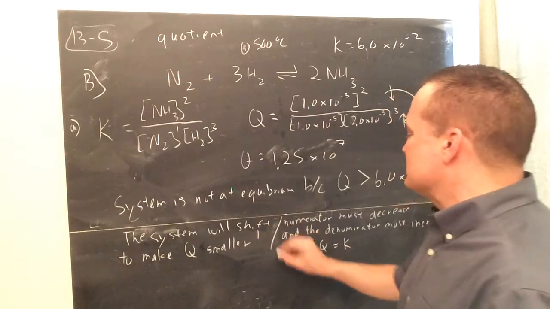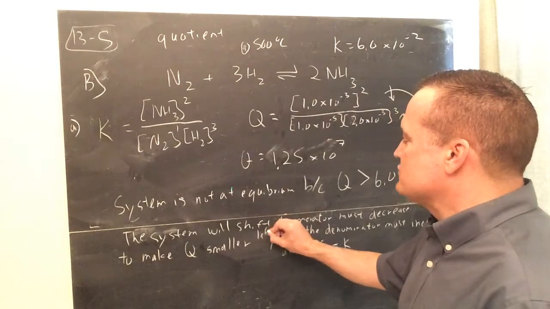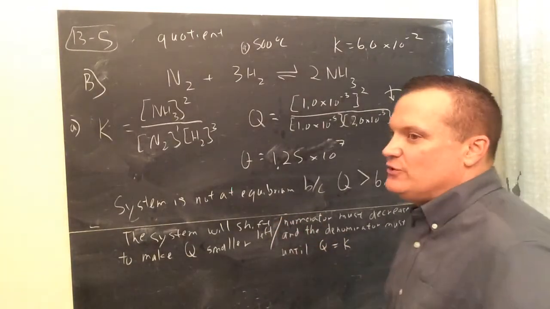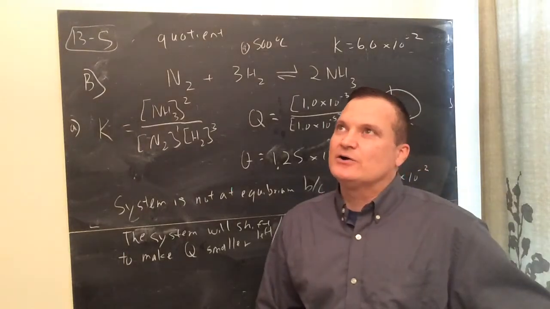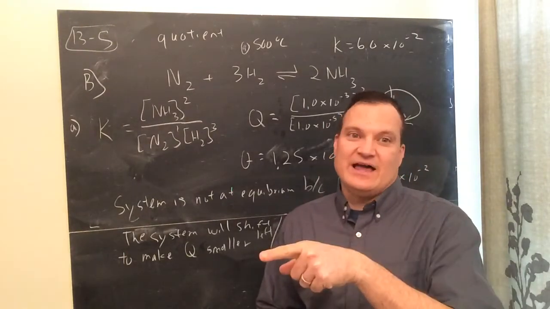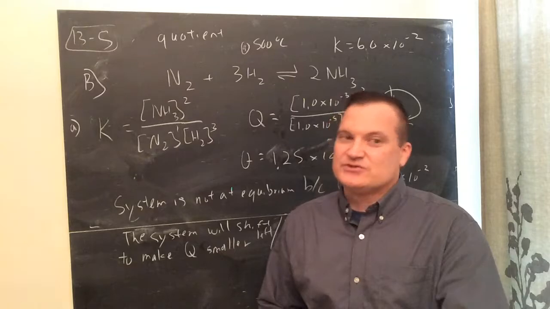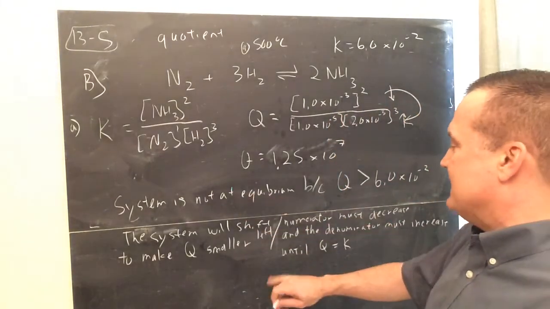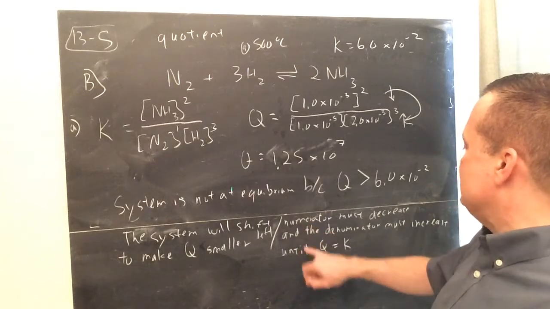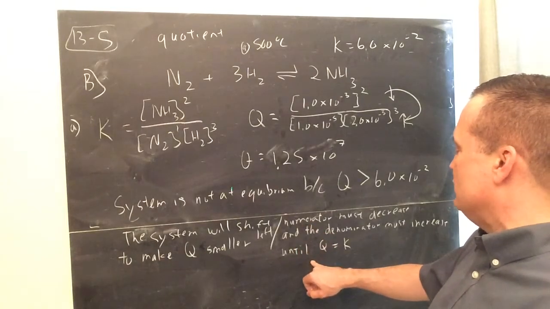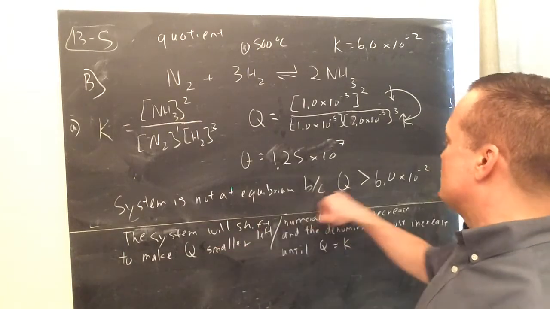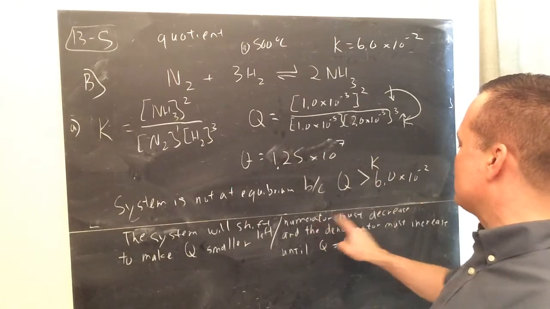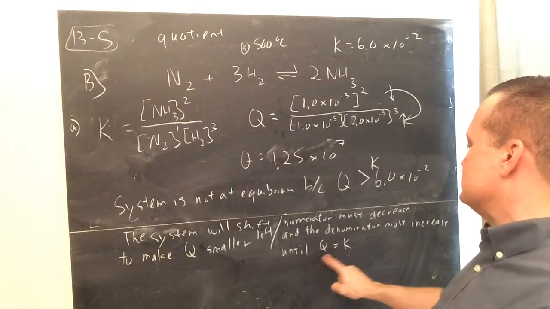Sometimes I'll put this first, and you saw me showing you how to think through it instead of just memorizing it. But it will always be true. If Q has to get smaller, you always must shift to the left. If Q has to get larger, you'll always shift to the right. But it's better to completely explain it. You can even say the numerator must decrease and the denominator must increase until Q equals K, since Q is greater than K.